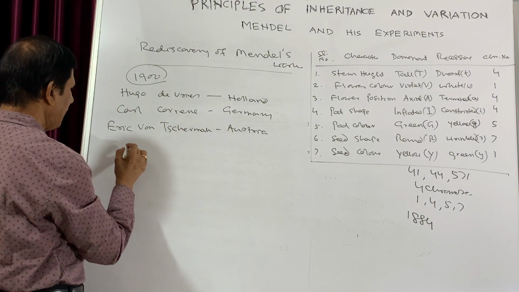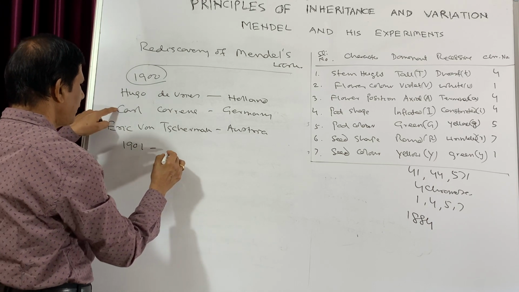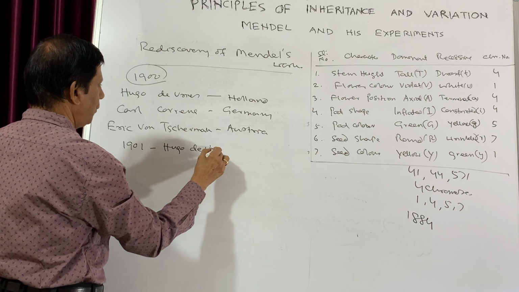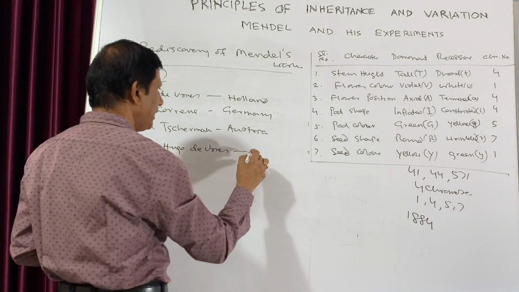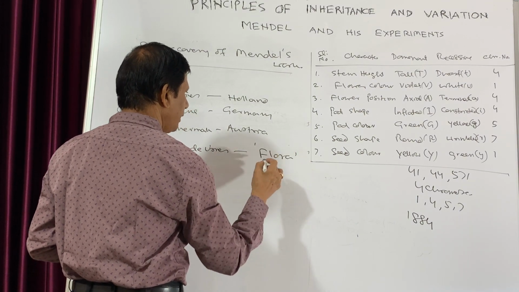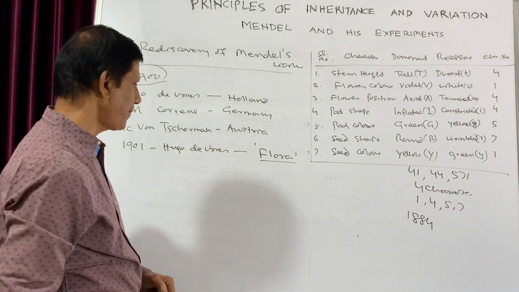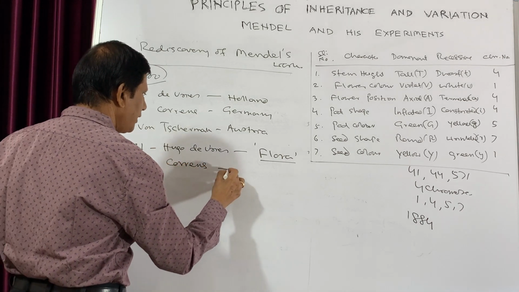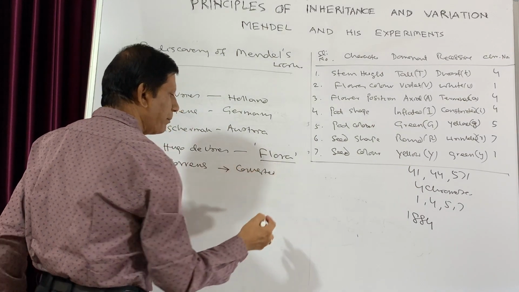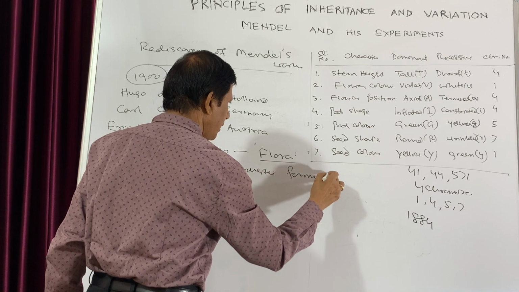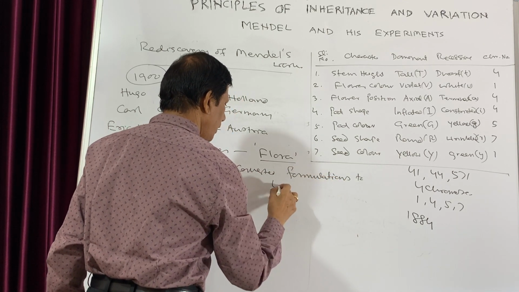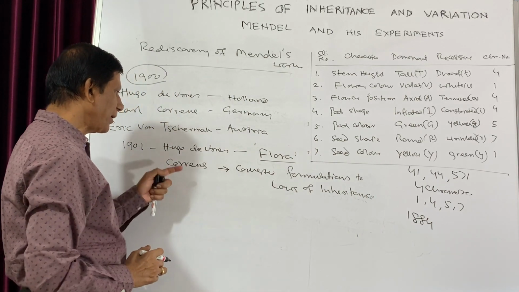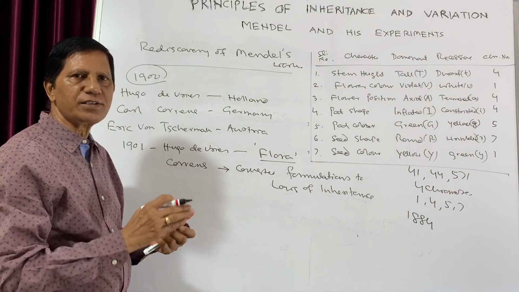And ultimately, in 1901, Hugo de Vries published Mendel's works in the international journal Flora. Flora is one international journal. He published his work. Then, in the same year, Correns converted Mendel's formulations to laws of inheritance. That means only after rediscovery, his formulations were known as laws of inheritance.